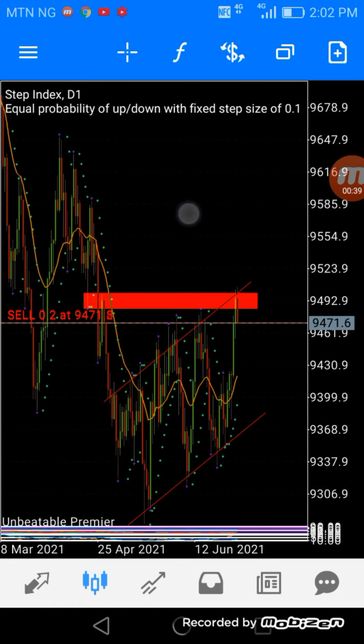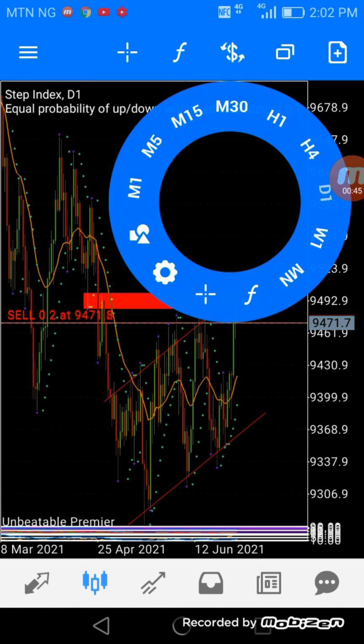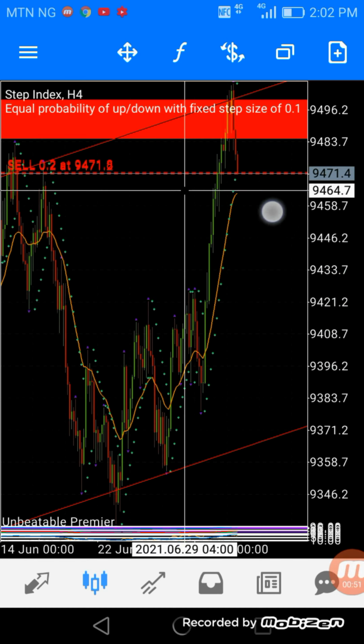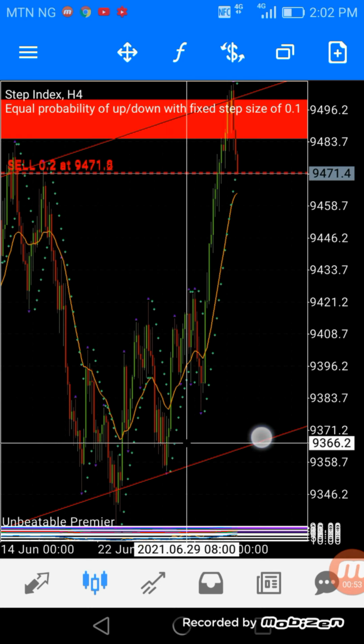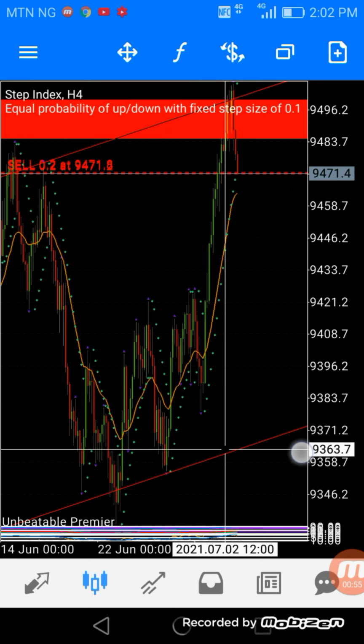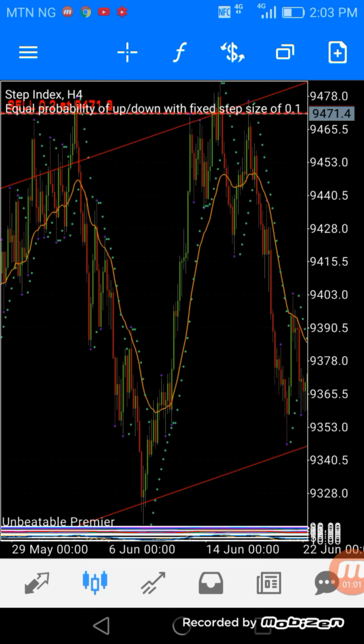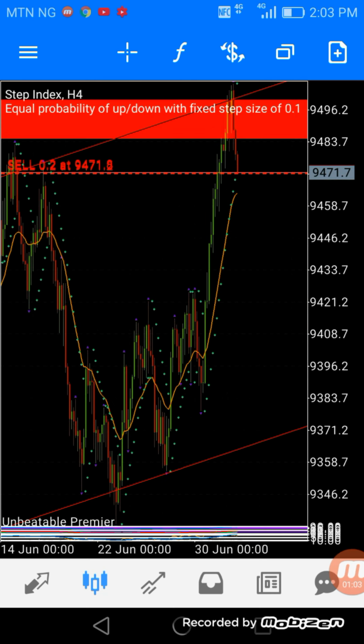Like I said, we picked our signal from the daily time frame, and we are looking at it that this market will push down. Let's check a lower time frame, like this 4 hours time frame. This market must push down at least up to this level. Very shortly I'm going to give you the full analysis of the market.